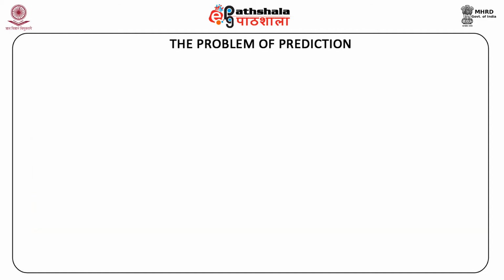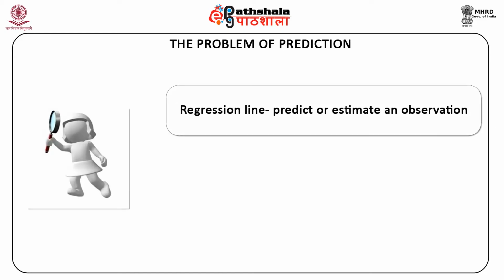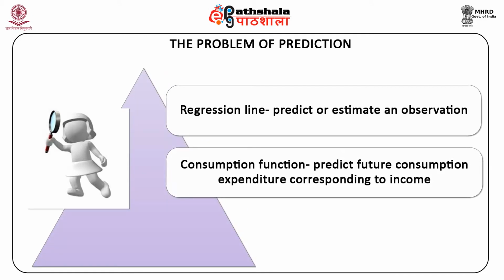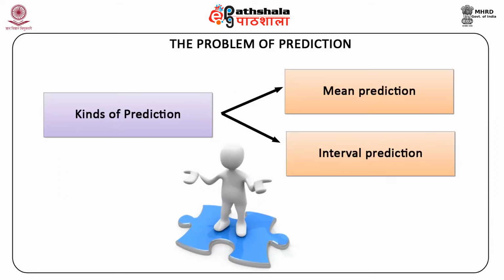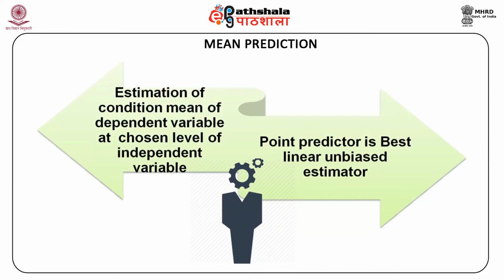Let us now understand the problem of prediction. The regression line can be used to predict or estimate an observation. For example, a consumption function can be used to predict future consumption expenditure corresponding to some level of income. There are two kinds of prediction: mean prediction and individual prediction. First, let us look at the mean prediction. It refers to estimation of the conditional mean of the dependent variable at the chosen level of the independent variable, say xi, that is a point on the regression line.